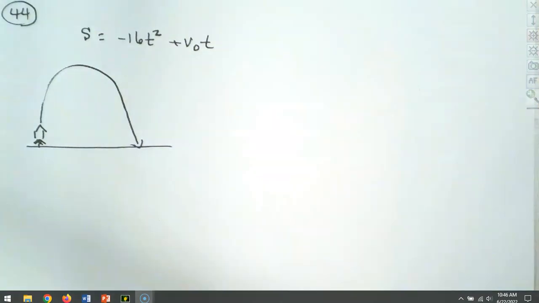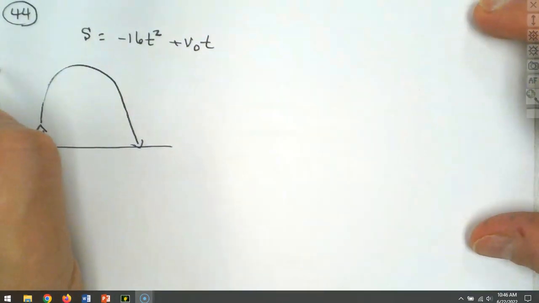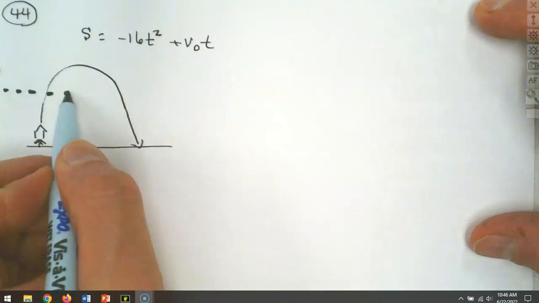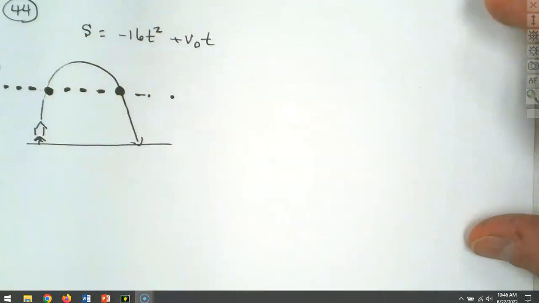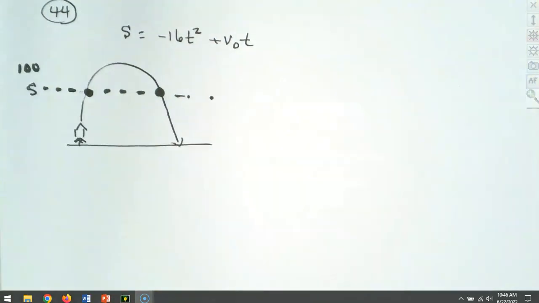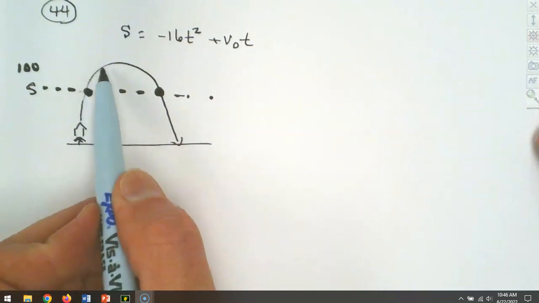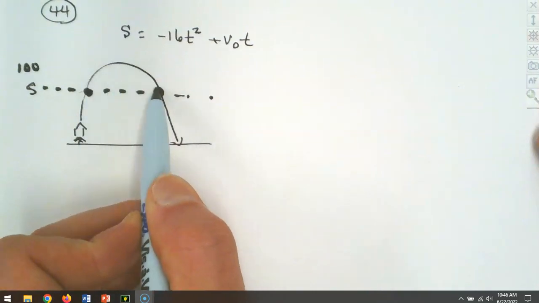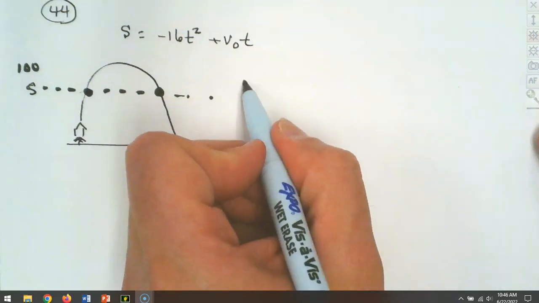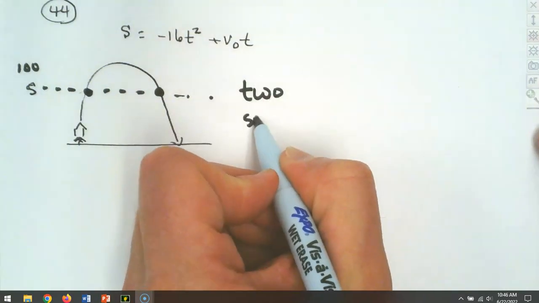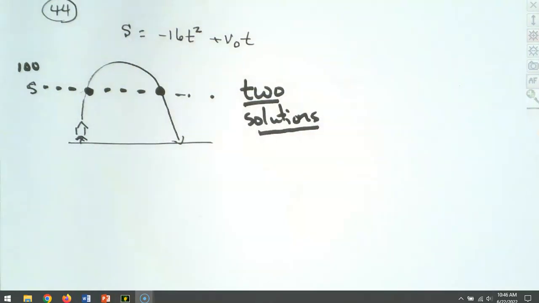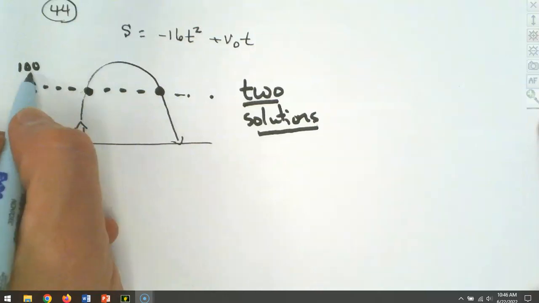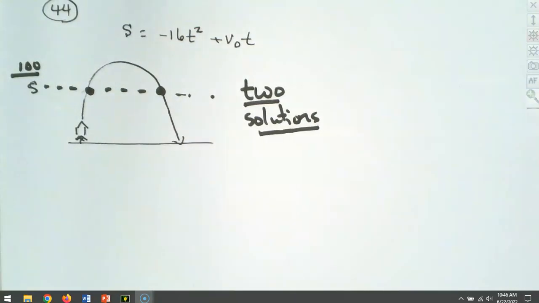Now, let's say our height was 100. So if I have a height of 100, what happens? It crosses this curve twice, right? It crosses once on the way up, and then it goes up and hits a maximum, and then it comes back down. So if the picture looked like this, it would have two solutions. You're going to hit the 100 feet when you go up, and you're going to hit it again when you come back down. So you can have two solutions.